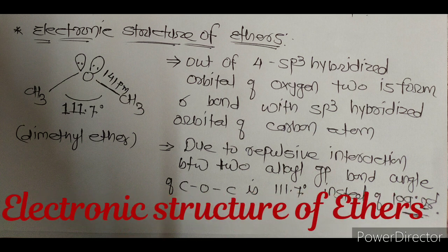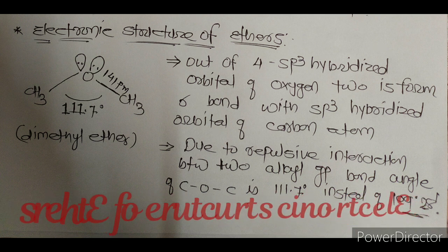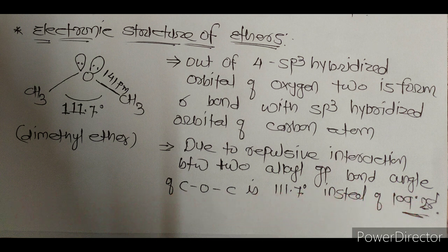Electronic structure of ether. To understand the electronic structure of ether, let's take an example of dimethyl ether, meaning CH3OCH3. That is its common name, and its IUPAC name, as you know, is methoxymethane. Here oxygen possesses four sp3 hybrid orbitals, of which two sp3 hybrid orbitals form sigma bonds with the sp3 hybridized orbitals of carbon, or we can say the alkyl group.